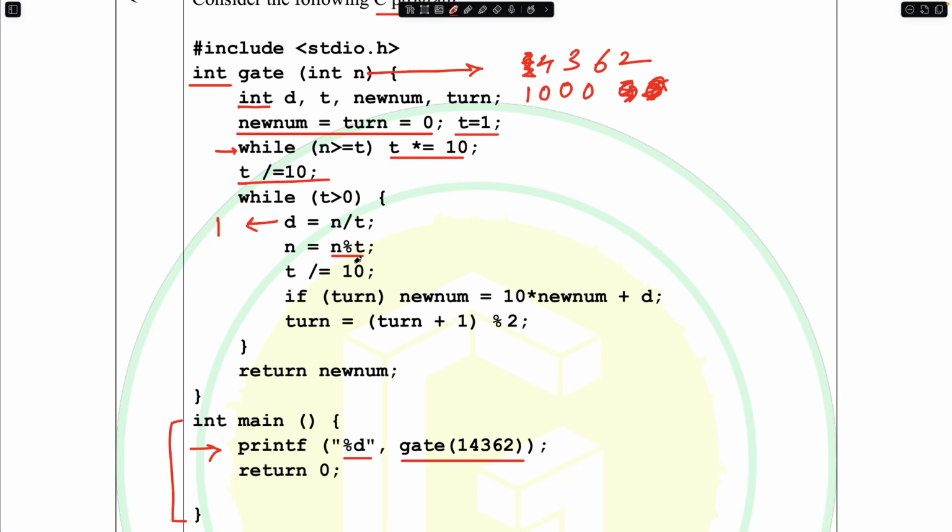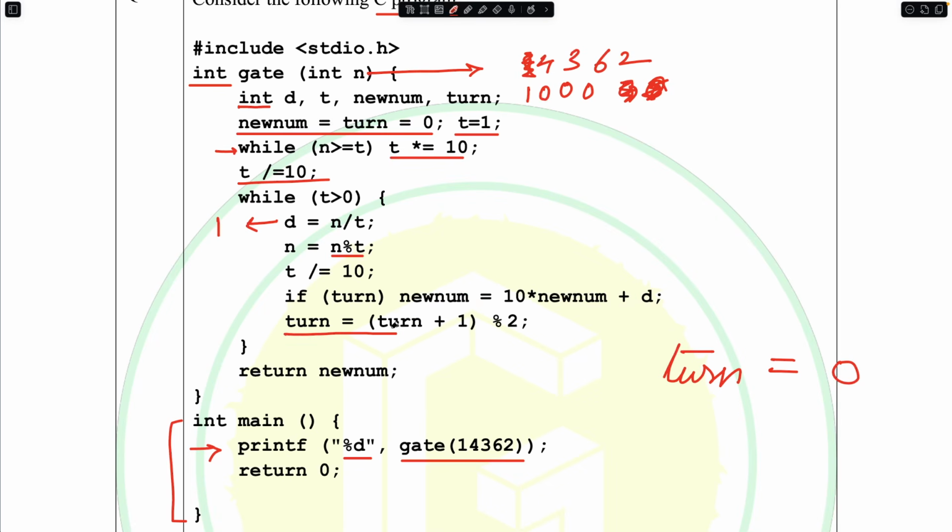Okay, now turn is given as 0, right? So let's write over here, turn is given as 0 and it is currently holding the value of 0, right? So this if statement is not going to be run, right? Fine. And this turn is going to become what?